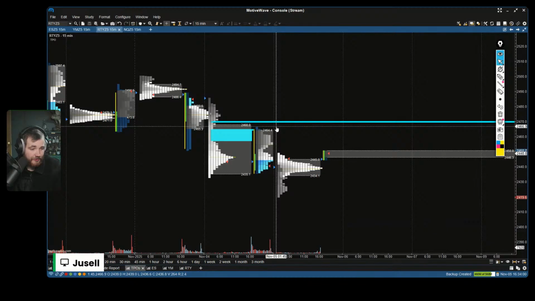I'm gonna look at the TPO. Where is the previous day's high? It's at 24667.